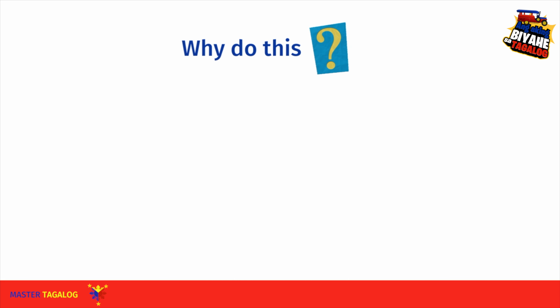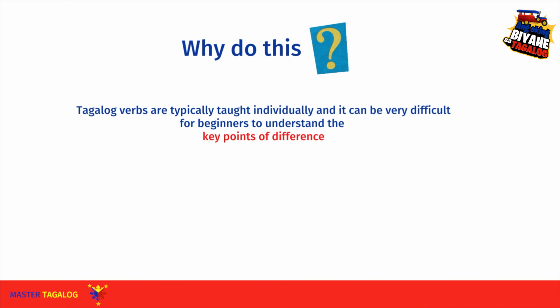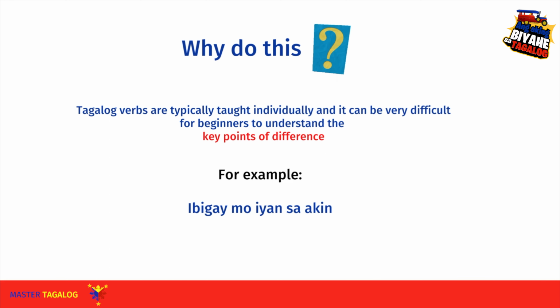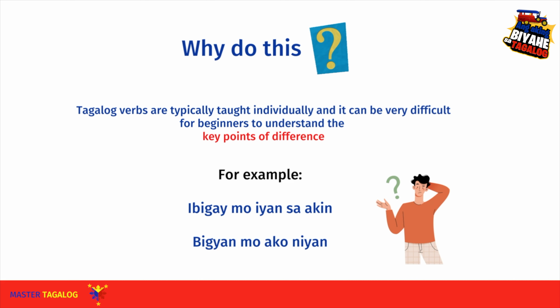Why do this? Well, Tagalog verbs are typically taught individually and it can be very difficult for beginners to learn and understand the key points of difference. For example, "Ibigay mo iyan sa akin." "Bigyan mo ako niyan." To many beginners they appear to mean the same thing, but there is a difference in meaning. In this video we will help you navigate this challenge.